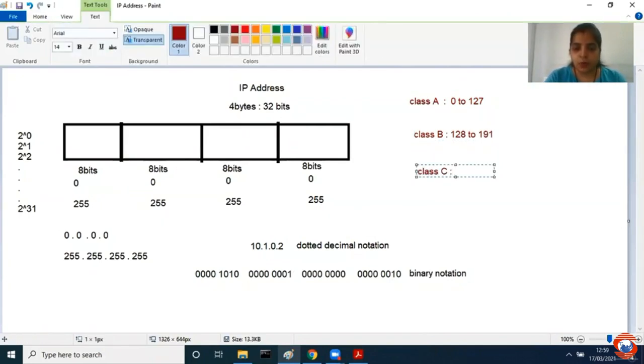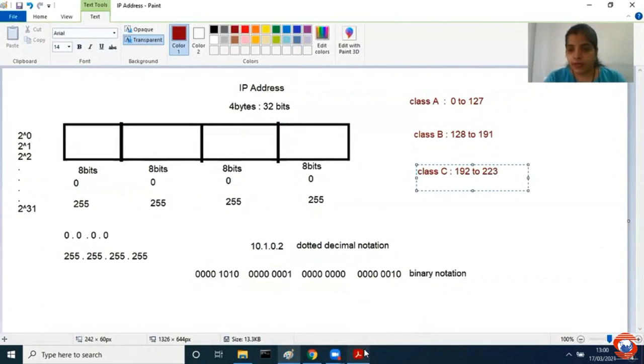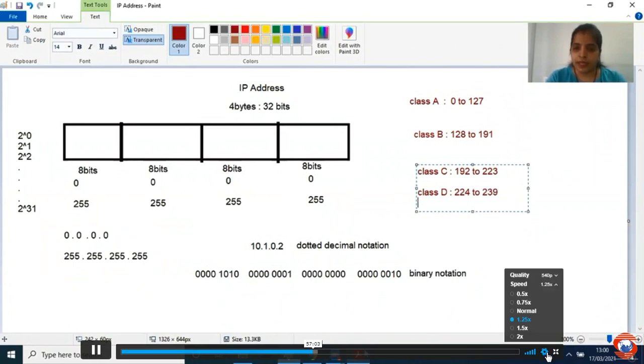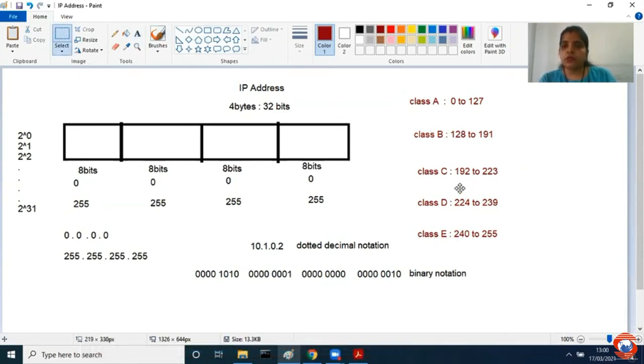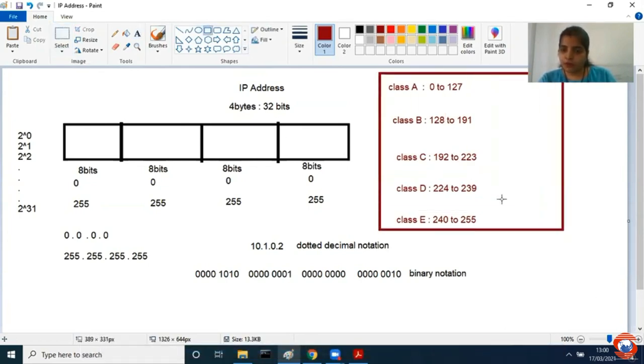Next, class C, 192 to 223. Similarly, class D, 224 to 239, and class E, 240 to 255. This is called the first octet, which I have made here. The range of this octet is 0 to 255, and out of it they have divided this into a number of classes, out of which these two are not yet used.